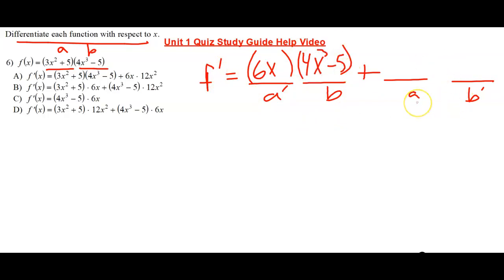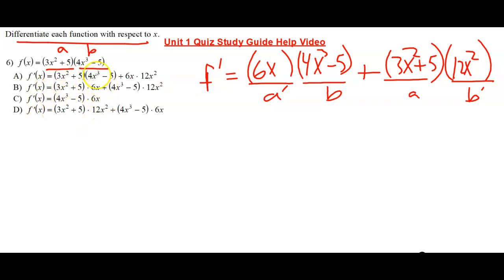Next, we're going to put the a here. Once again, we're not taking a derivative. We're just writing it exactly as it appears. The last blank is going to be b prime, where we take the derivative of the b function here, which is going to be 12x squared using the power rule. And then the 5 goes away because negative 5 is just a constant. And then our job is to find the answer.